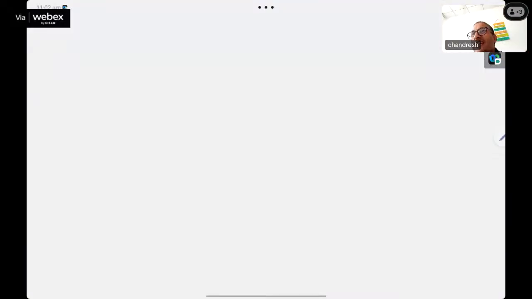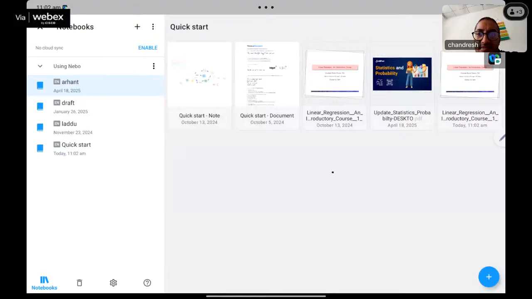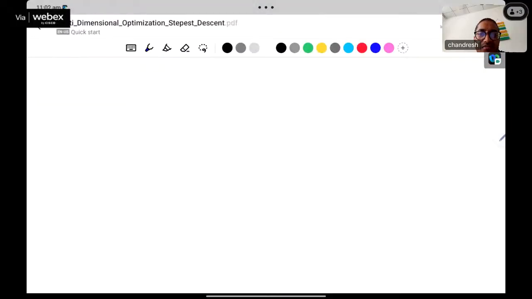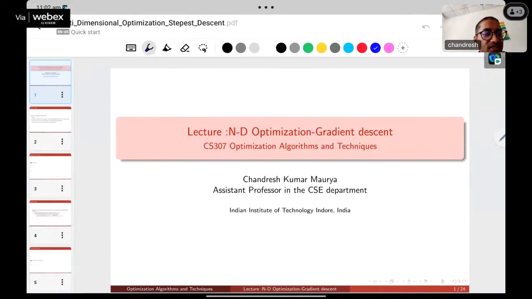This slide will give you more mathematical intuition and pictorial intuition also. This is part of my optimization course, so I thought to include it here as well.